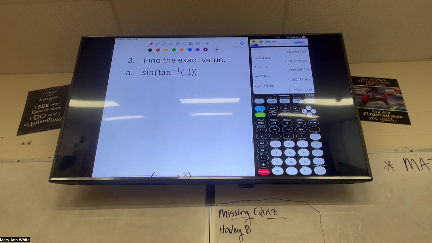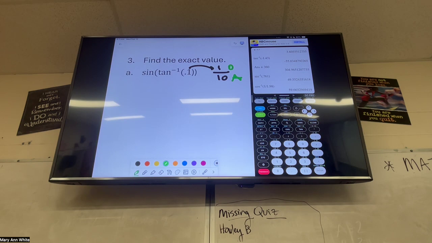It says sine inverse tangent of 0.1. First thing I want to do is make that 0.1 a fraction. So what would be 0.1 as a fraction? Would you say? Yeah, 1/10. Very good. Okay, so that's the same thing as 1/10. So we're saying inverse tan of 1/10. That means the tangent of the angle is 1/10. So tangent, we know, is in terms of opposite over adjacent.